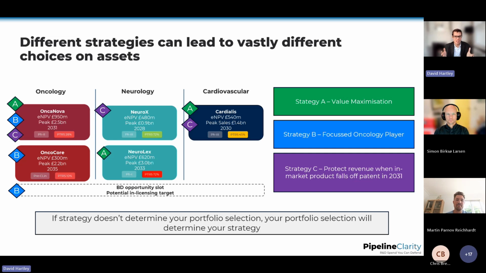And you might have an organization that has a strategy to protect revenue, because there's a product falling off patent in 2031, in which case they might prioritize the 3 late-stage development assets here, Onconova, Neuralex, and Cardialis, all of which launch in a time period which enables them to support that. Now, obviously, in this third strategy, if you're going for those items, you've essentially decimated your early-stage pipeline, and so that has longer-term implications in terms of how you're going to fill that gap, either through BD or internal development or whatever it might be.